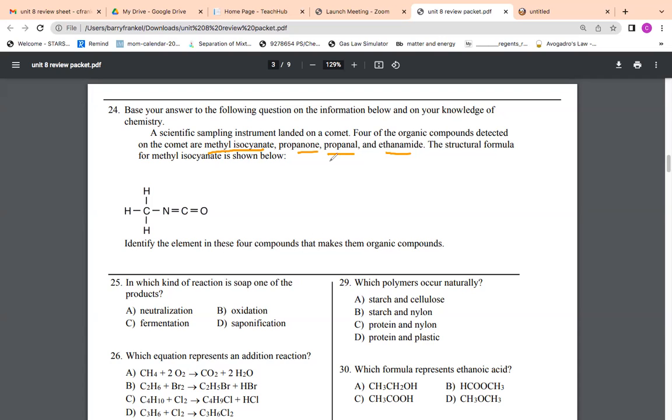But really, you don't even need to see that, although please make sure you read thoroughly every little passage that they give you on the region. At the end of the day, they are just asking you what element makes all these organic compounds organic. The element that makes anything organic is going to be carbon. So our answer is carbon. That is all you have to write.